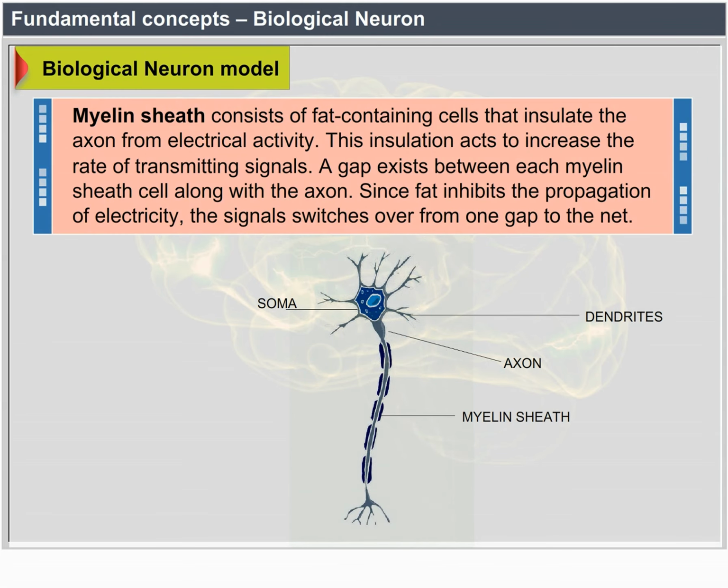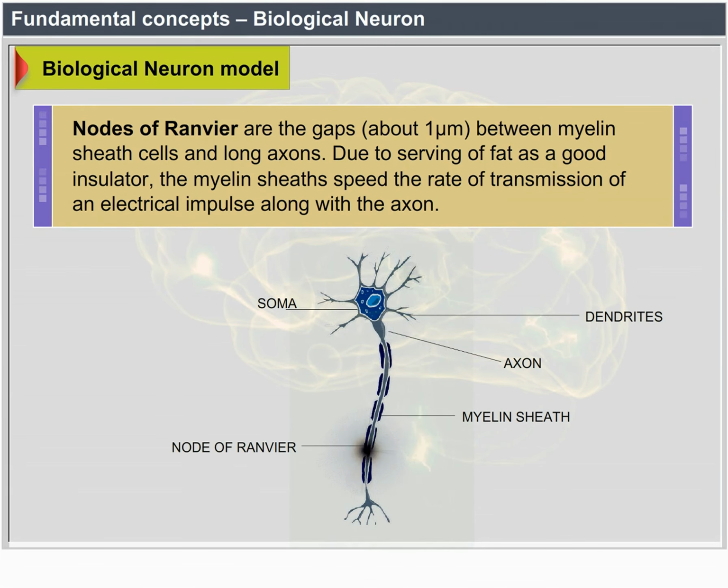Myelin sheath consists of fat-containing cells that insulate the axon from electrical activity. This insulation acts to increase the rate of transmission of signals. A gap exists between each myelin sheath cell along the axon. Since fat inhibits the propagation of electricity, the signal jumps from one gap to the next. Nodes of Ranvier are the small gaps, about 1 μm, between myelin sheaths along axons. Since fat serves as a good insulator, the myelin sheath speeds the rate of the transmission of an electrical impulse along the axon.